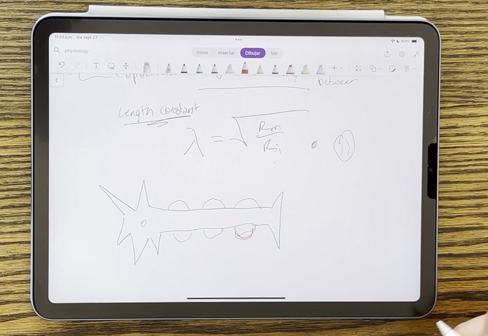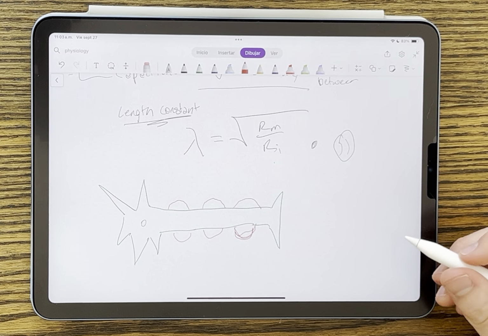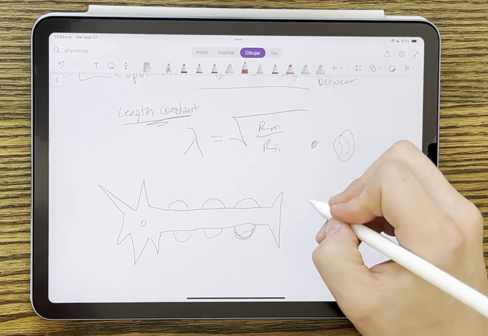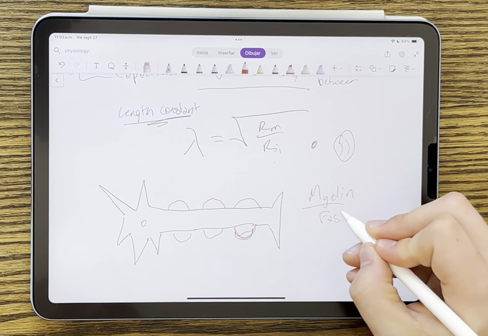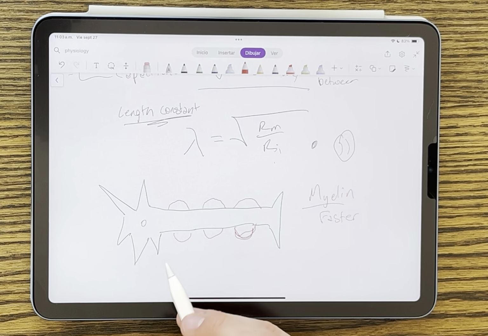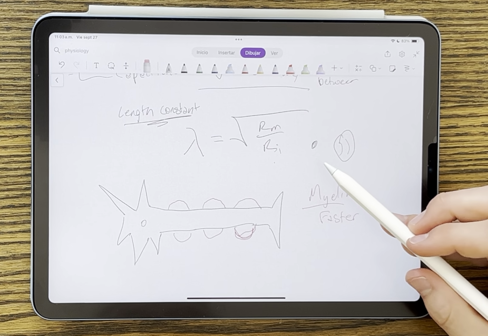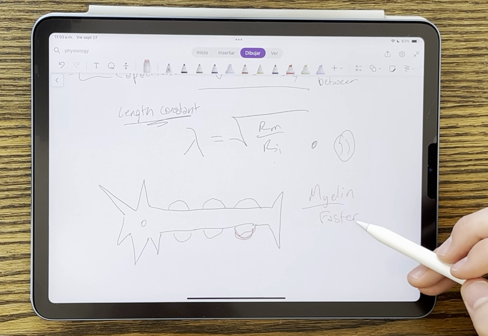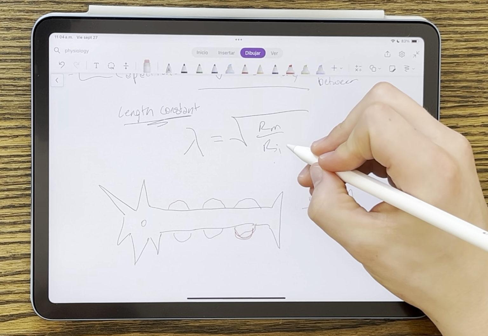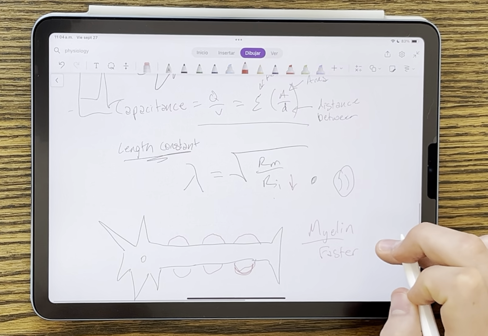Inside the brain and central nervous system, these are made by oligodendrocytes, and then in the rest of the body, these are made by Schwann cells. So myelin does a couple of things. One, communication is faster because of it, and we're going to talk about why that is. First, let's talk about the length constant. We'll return to capacitance. Myelin decreases internal resistance. The way it does that is it affects capacitance.